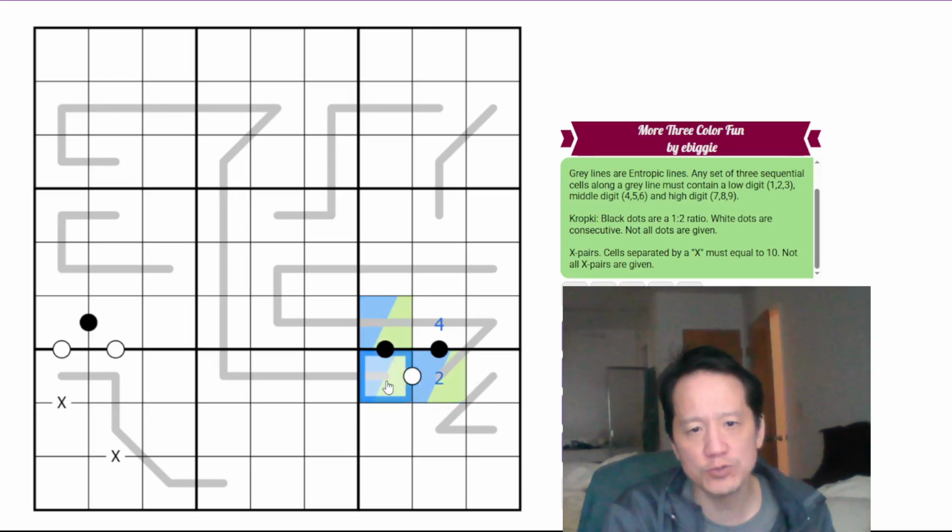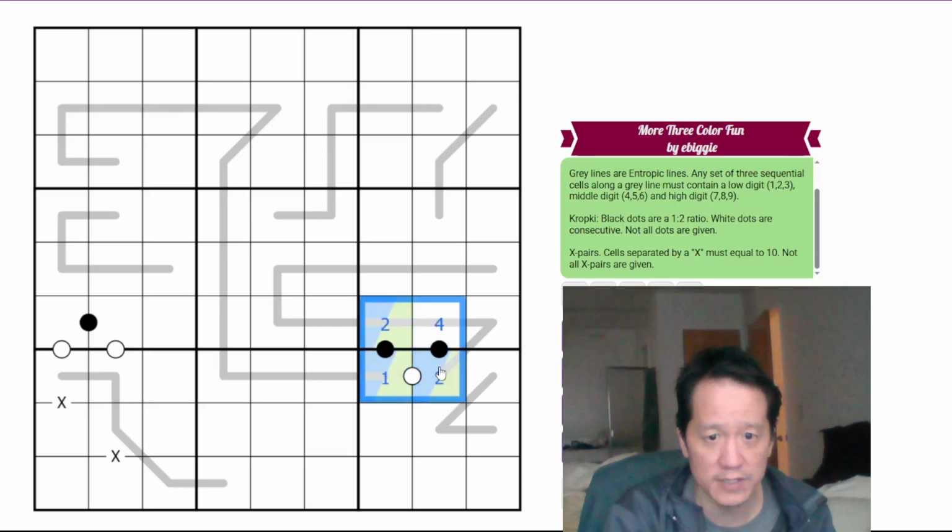But if this were 2 and 3, 3 could only be with 6, which is not a low. So this could only be next to a 1 then. So this is 1. And this would then be 2. So this is a valid scenario.